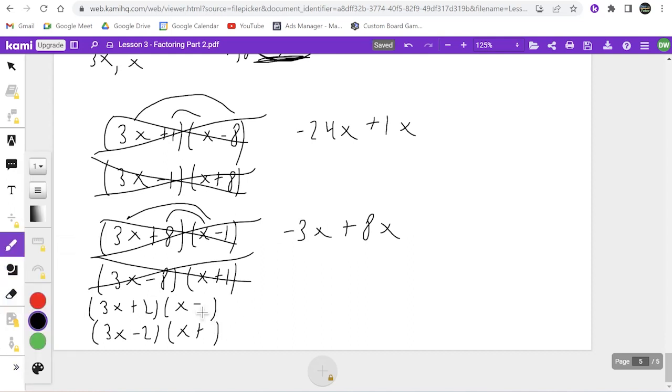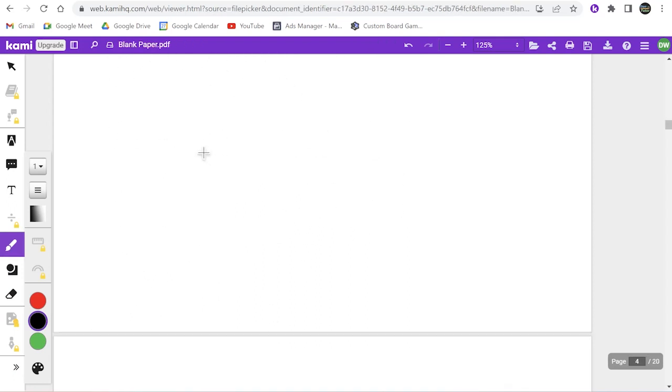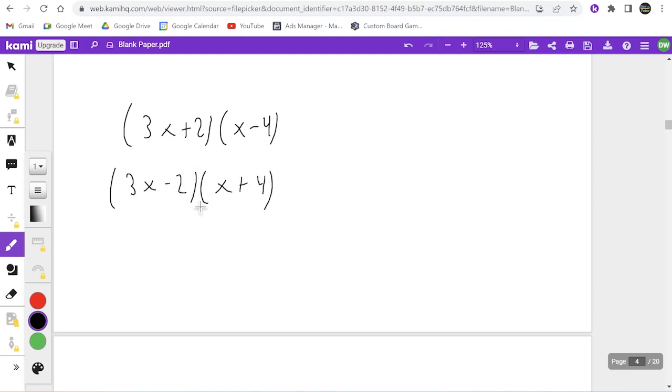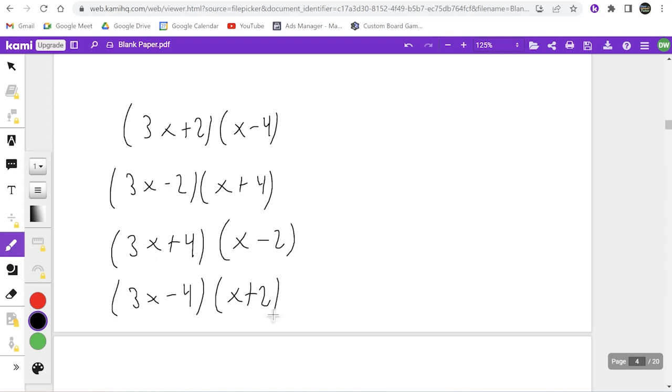We actually have two more that we have to worry about. We've got this and this. I'm going to write these on the next page because I'm already running out of room. It's 3x plus 2 times x minus 4, 3x minus 2 times x plus 4, and then 3x plus 4 times x minus 2, and 3x minus 4 times x plus 2.